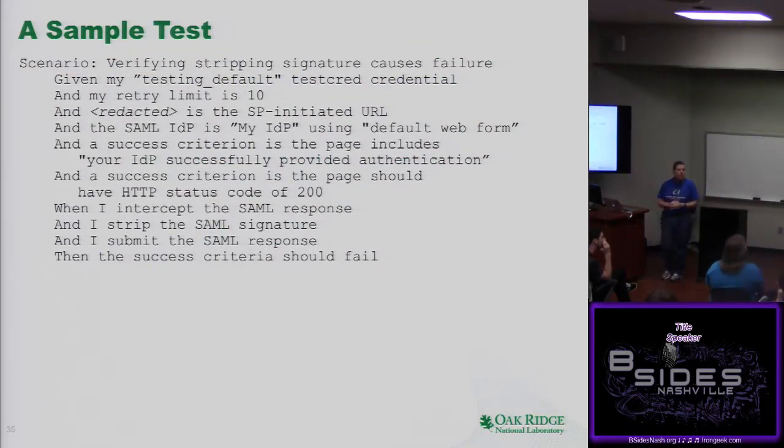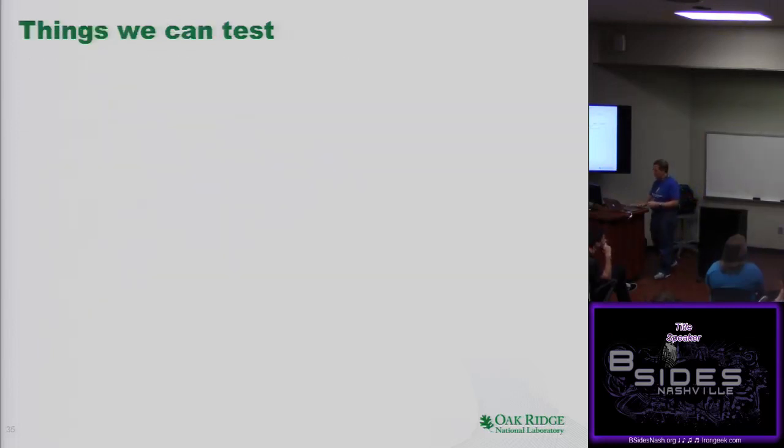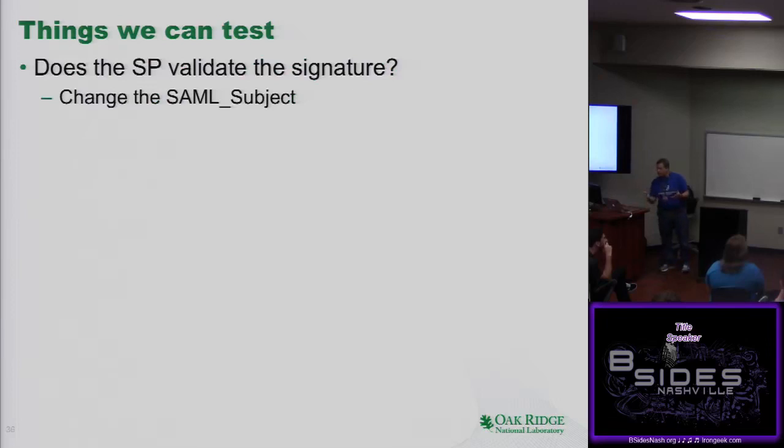In this case, what we're doing is testing whether or not the service provider will accept unsigned SAML. Again, SAML should always be signed, because if I'm not sending a signature through and I'm going through the user's browser, then an impersonation attack becomes trivial. So, what can we test? Does the service provider validate the signature? And the common way that we do that is we change the SAML subject, which is effectively the username in this transaction.